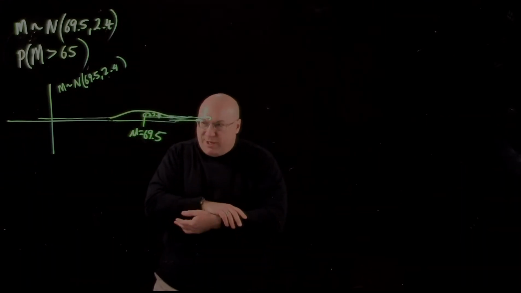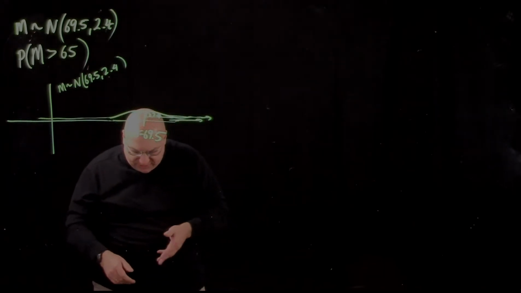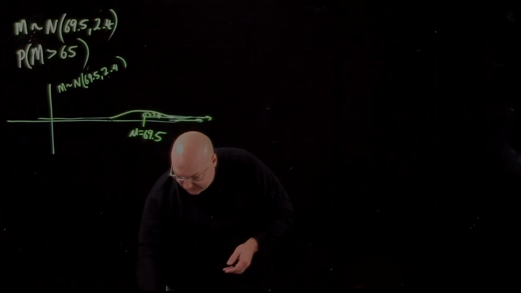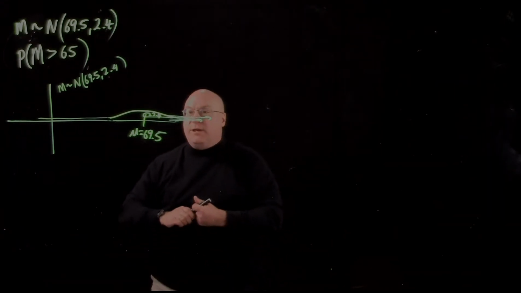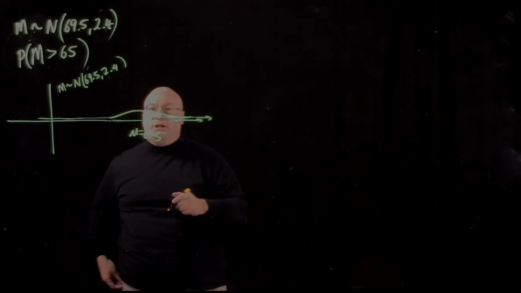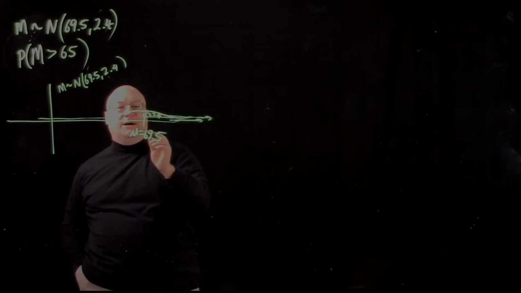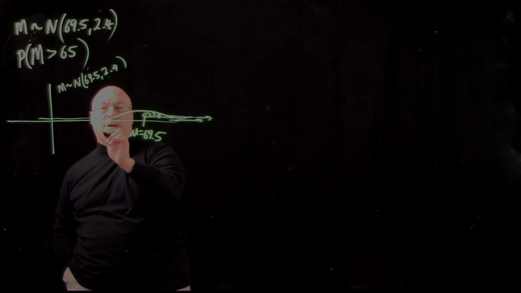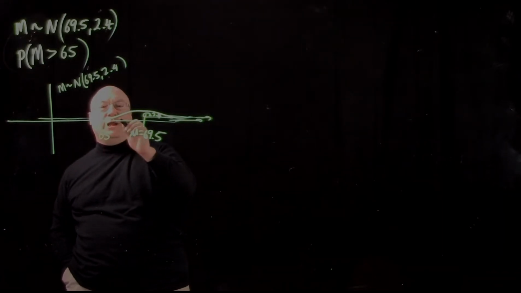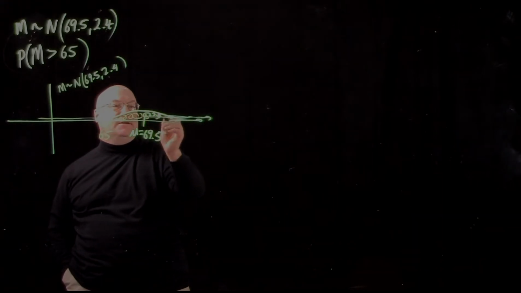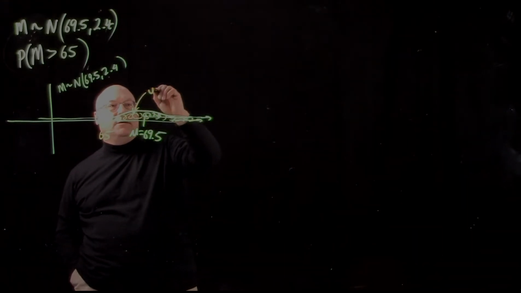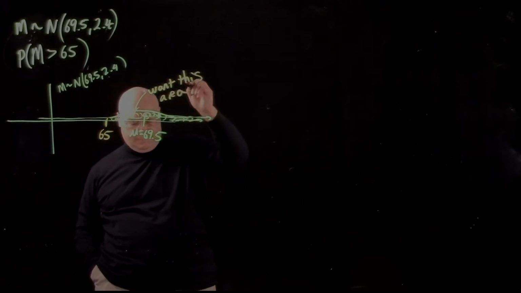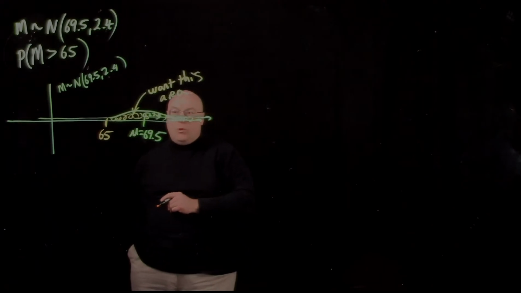Now, what we want is the probability that m is greater than 65. So what do we have graphically? Let me just use a different color here so I try to keep things not too cluttered. So if I go back to 65 inches, I'm going to be back somewhere back here, okay? So this is 65, and what I want is this area, right?